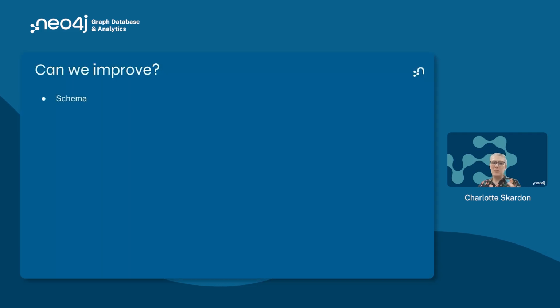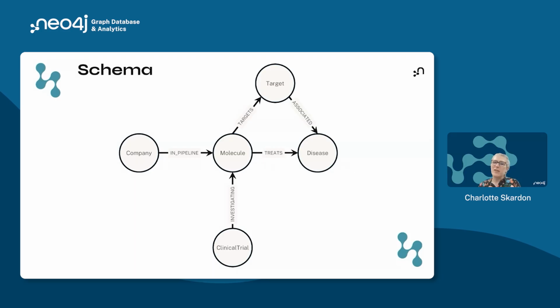But what we can do is improve this by passing in schemas. Myself and Alex sat down for a little while and came up with what we would actually do for a pipeline schema. So we came up with this. It's really simple. It removes the vast majority of the node types because we only actually want 5 nodes, right? We want the molecule which treats a disease, that molecule targets a particular target, and we hopefully get an association between them, so we know that target is associated with that disease. We know the molecule is part of a clinical trial, and we know the company has that molecule in the pipeline.